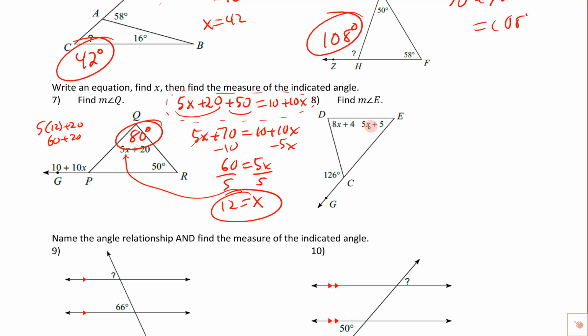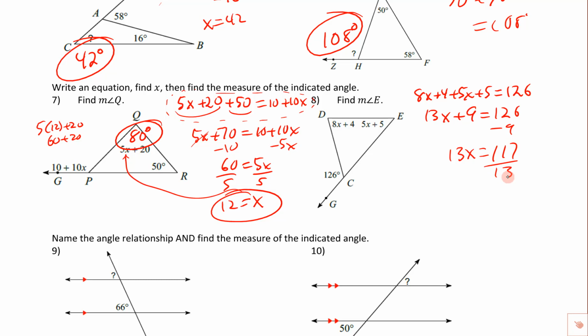The two angles inside add up to be the one on the outside. So 8x plus 4 plus 5x plus 5 equals 126. See what we've got here. This would be 13x plus 9 equals 126. So we'll move the 9 over by subtracting 9, and we end up with 13x over here, and then let's see, 126 minus 10 would be 116. It's only minus 9, so this is going to be 117, and then we're going to divide by 13.